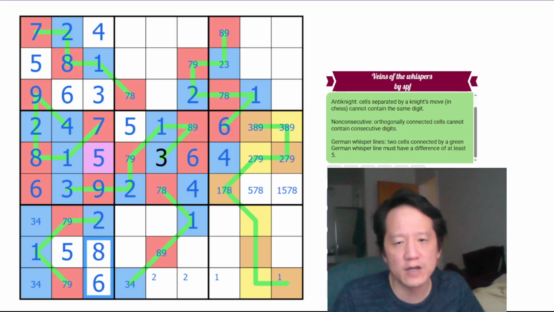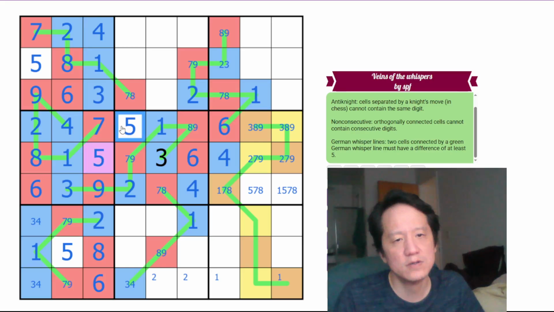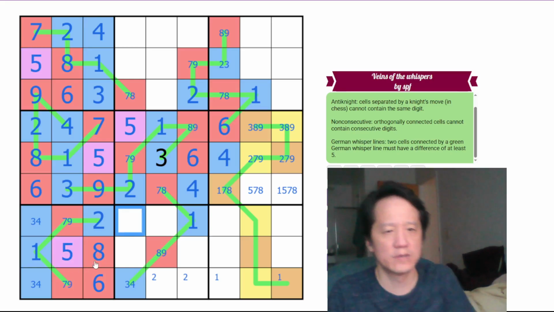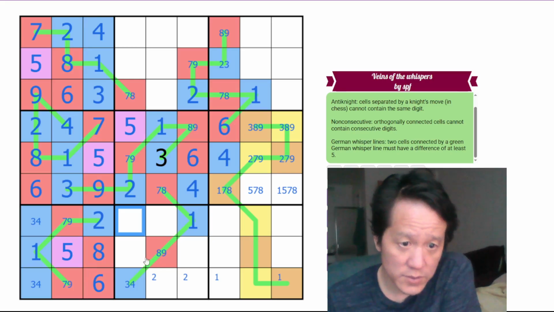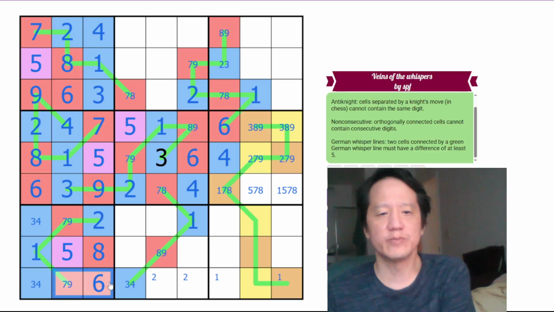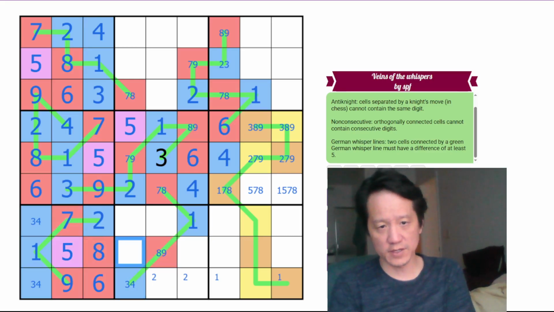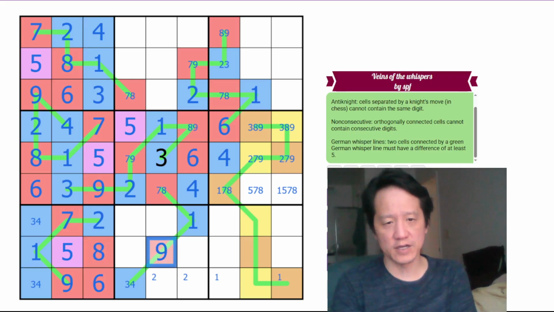These are both high. This is a high. These are all low. Pink, pink, pink. 7 cannot be orthogonally adjacent to a 6 because they're consecutive. So this must be 9, which makes this a 7. This 8 eliminates 8 here, so this is 9.